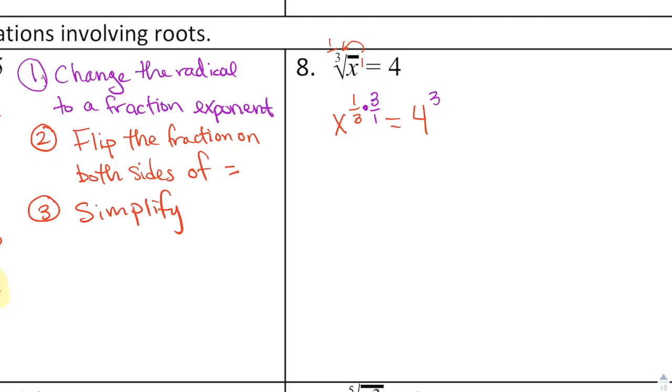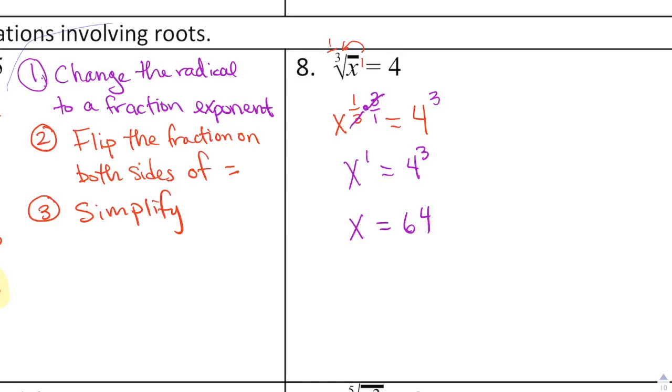And we just talked about that if it's over 1, it just means the same as the number on top. So 3 over 1 is just 3. These cross cancel, so my x has an exponent of 1. And then I have 4 to the 3rd. I can still simplify 4 to the 3rd. You can put that into your calculator, or it's 4 times 4 times 4, and that equals 64. So our x value, now that we solved, is 64. Not too bad, but of course they're going to get a little more complicated.